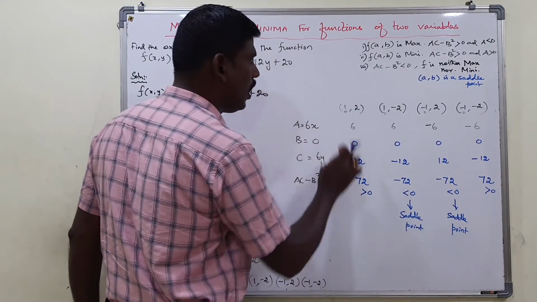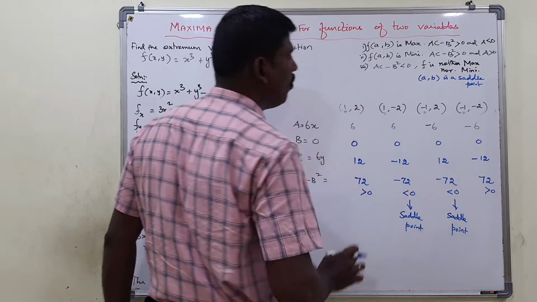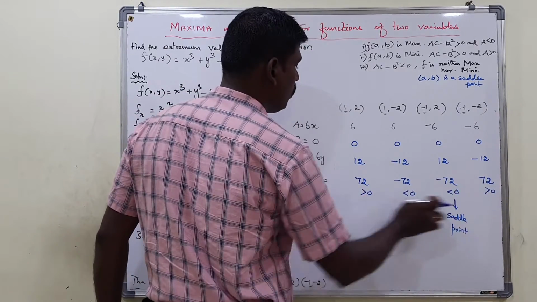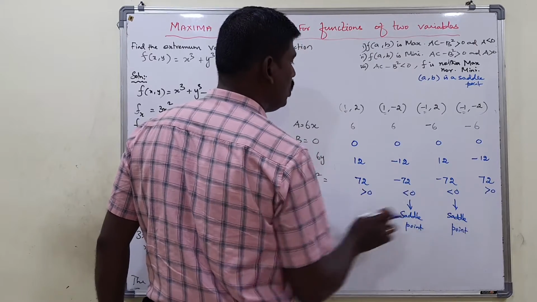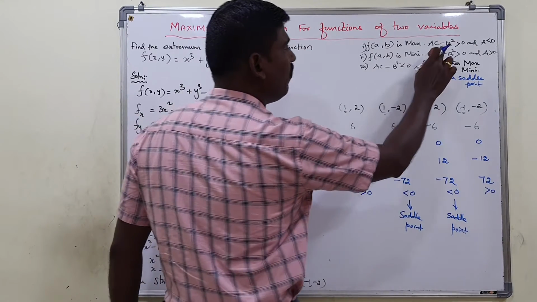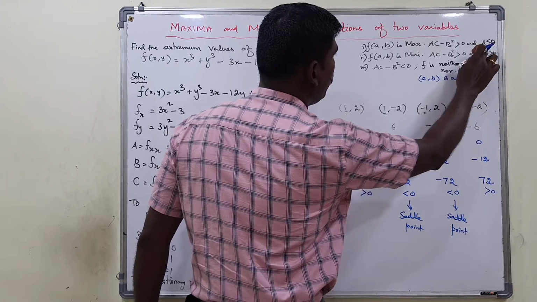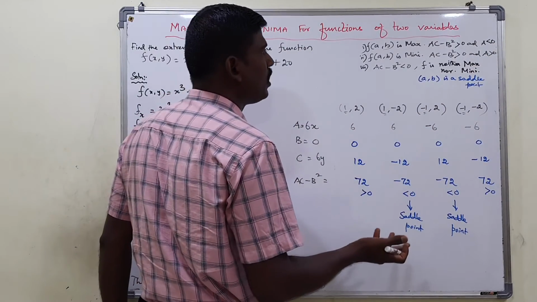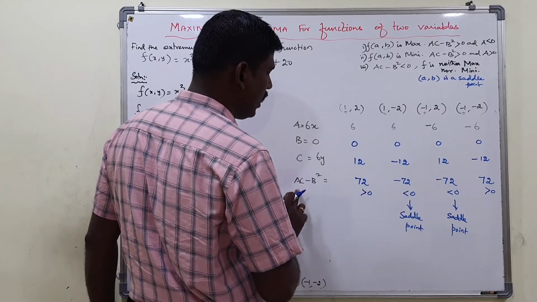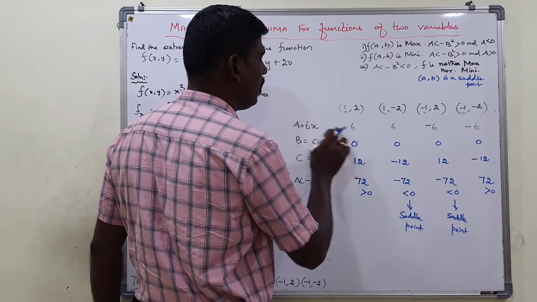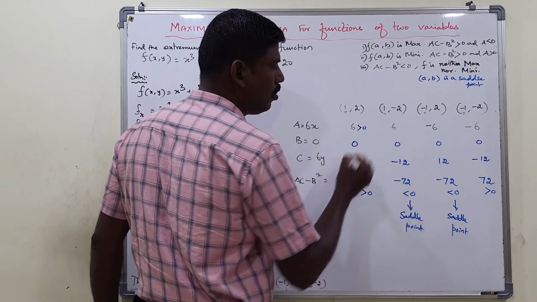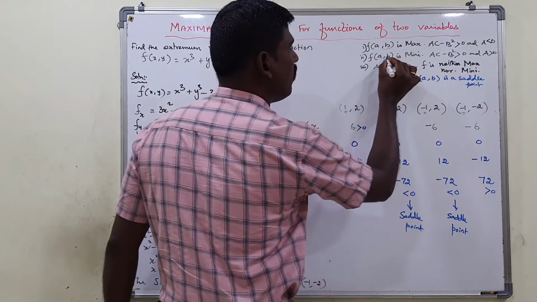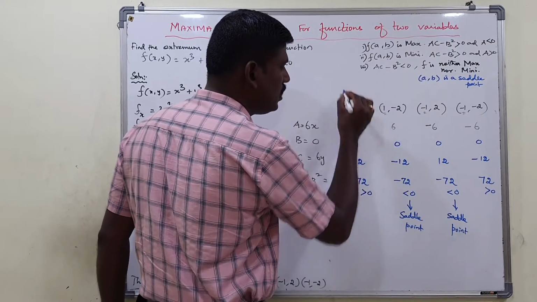Now look at that. At these 2 points, 1 comma 2 and minus 1 comma minus 2, AC minus B square is greater than 0. So if it is greater than 0, then we need to further check the value of A, whether it is positive or negative. Here AC minus B square is positive. At the same time, what is the value of A? 6. 6 is also positive. So both are positive, which means F of A comma B is minimum. That means this is the minimum point.